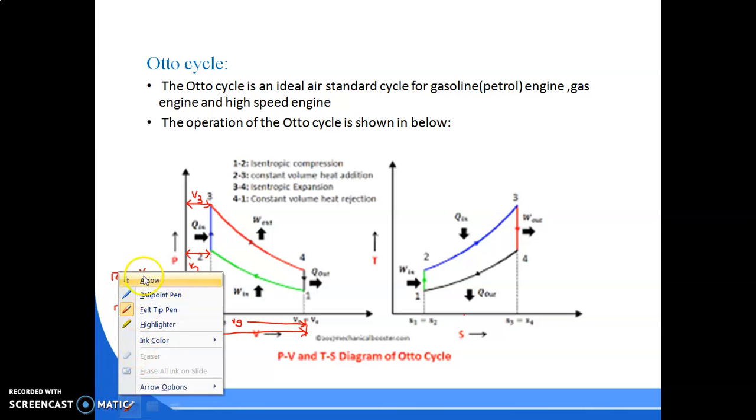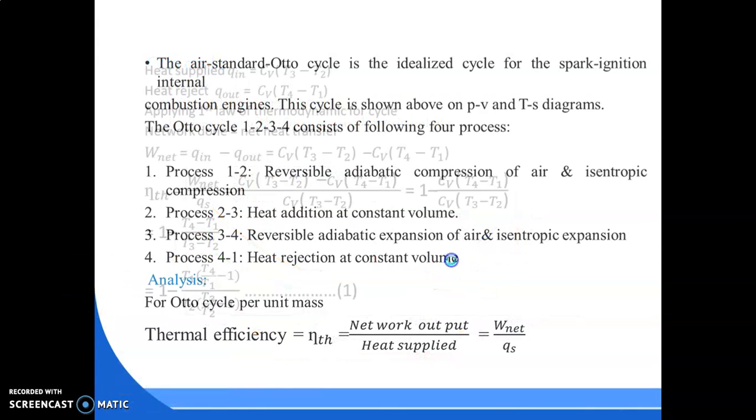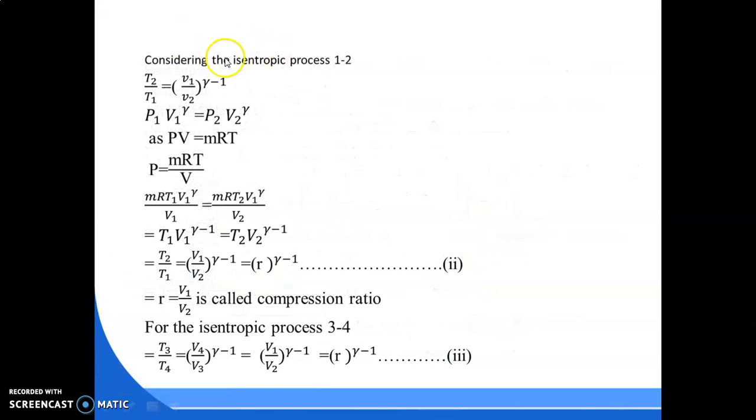So you have to derive the thermal efficiency in terms of your compression ratio. Clear? Now, considering the 1 to 2 process, which is isentropic compression, what is the temperature and volume relation? T2 by T1 is equal to (V1 by V2) to the power gamma minus 1. And V1 by V2 is r. So T2 by T1 is equal to r to the power gamma minus 1. I am taking this as equation number 2. So r is called the compression ratio.